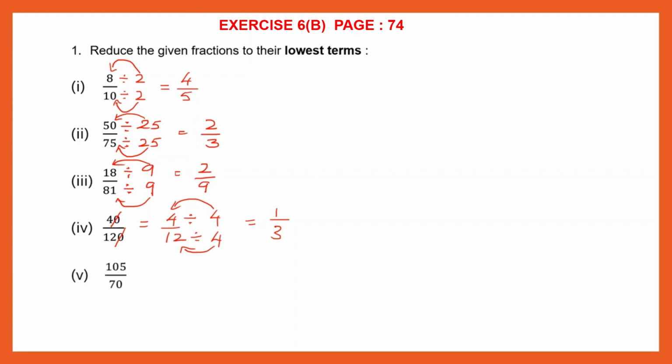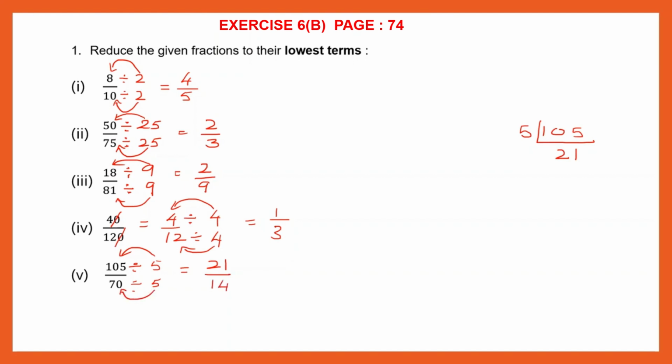The last one is 105 divided by 70. Let's divide both by 5. That's an easy one, isn't it? Okay, now let's divide 105 by 5 and see what we get. Let's do short division. 5 2s are 10, 5 1s are 5. So that's 21. So 5 into 21 will give us 105. And 5 into what is 70? 5 into 14 will give us 70.